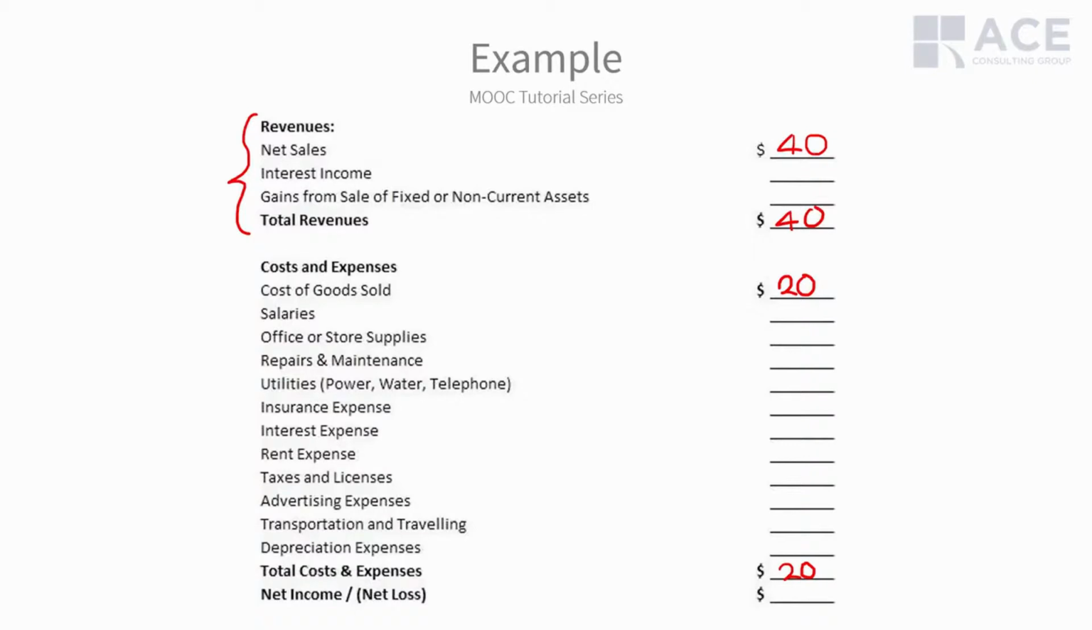For net income, we can relate that back to revenue minus expenses. So net income is equal to revenue minus expenses, which in this case would be $40 minus $20, which leaves us with $20.